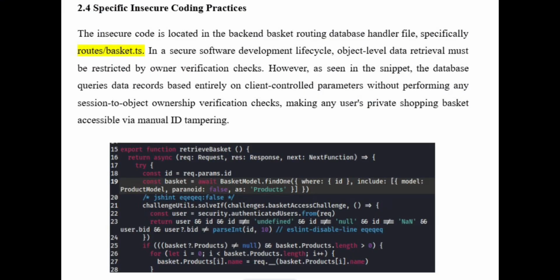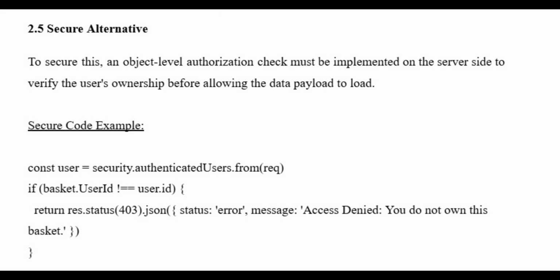The root cause is a lack of object level authorization within the route/basket.ts. So to remediate this IDOR flaw, developers must implement a strict server-side ownership validation barrier to cross-check the authenticated session identifier against the target database row before releasing any data.